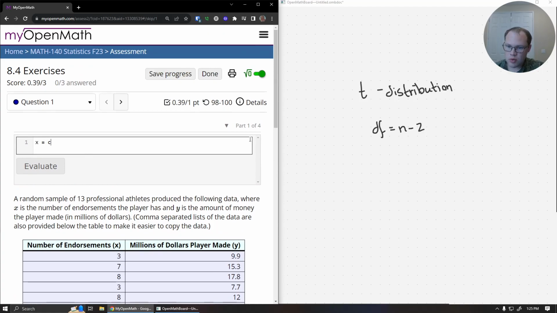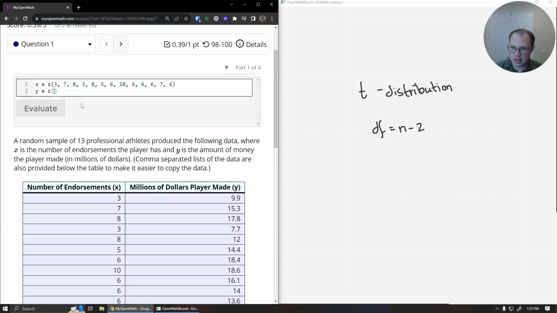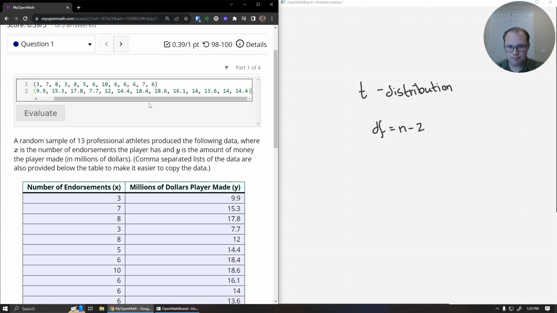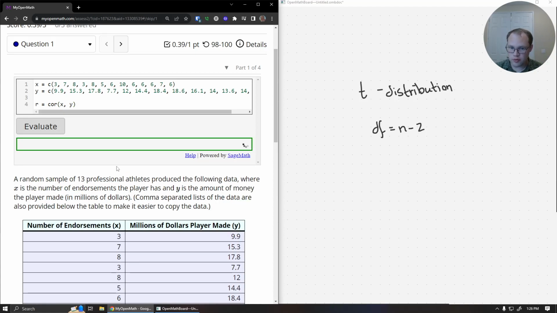I have x, which is the number of endorsements. I'm going to paste it in here so I get a list. And then my other data is the millions of dollars the player made. That's my y variable. And I want to paste that in here, so let's copy that first. So I'll highlight it, I'll copy it, and I'll paste it here so we get that list of data. Okay? And then to define my sample correlation coefficient r, I'm going to use the cor function, short for correlation, and then just plug in my x and y. Okay, that's going to give me my correlation coefficient r.